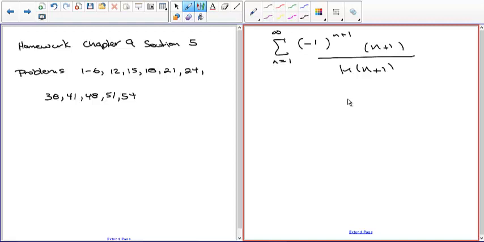Okay, the second one, usually ones involving factorials, you have to use the ratio test. So we haven't talked about the ratio test, so skip over that one. So we'll go to the third one.